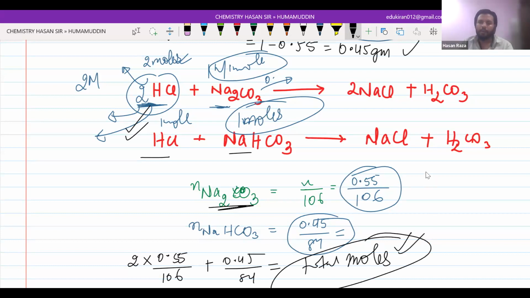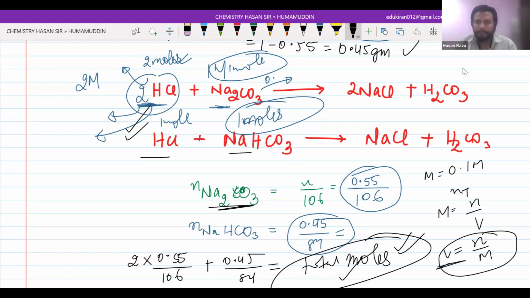After calculating this, you will get the total moles. Now what you need to do, it's very simple. Molarity is given as 0.1 M. Total moles you just calculated from here. And molarity is equal to what? Number of moles of solute upon volume of solution in liters. We need to calculate volume. Volume will be equal to the total moles you calculated upon molarity, which is given as 0.1. You can easily get the volume. Is that clear?